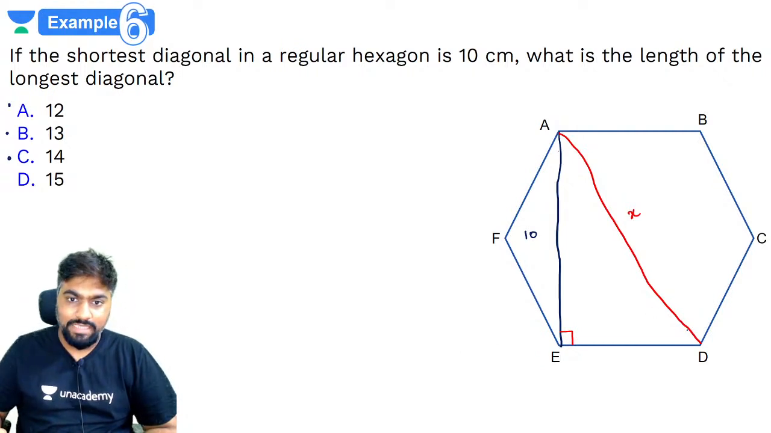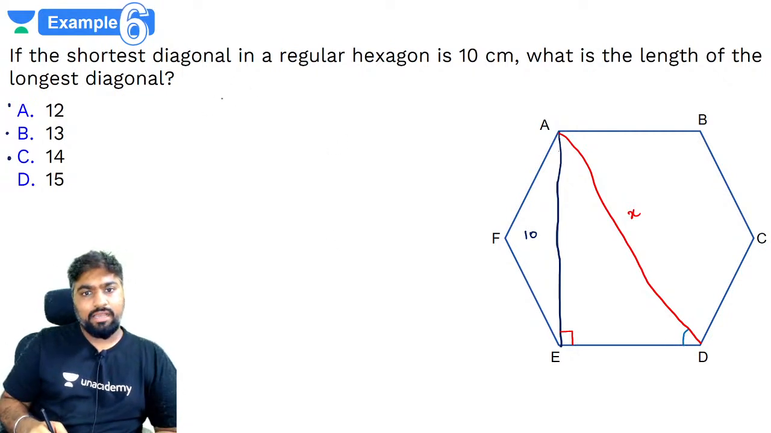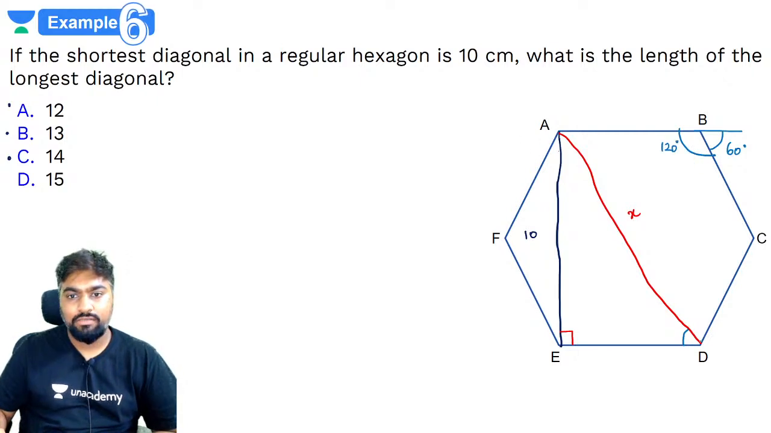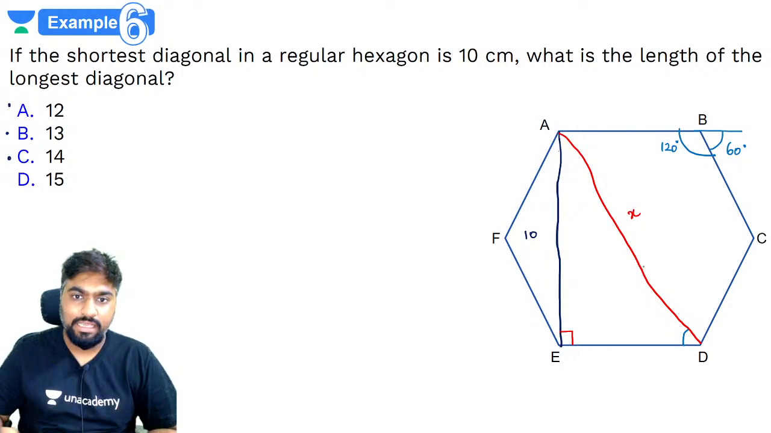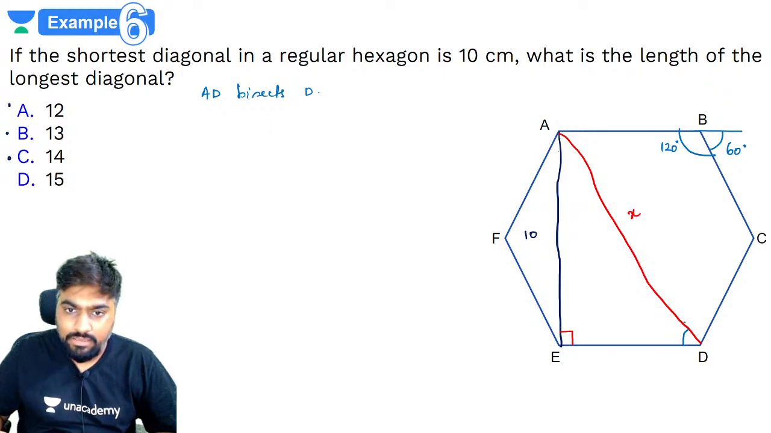What will happen to this angle? You know that the interior angle of each side will be 60 degrees. So this is 120 degrees, correct? And you know this will make a bisector, right? AD bisects angle D. That means this will become 60, this will become 60.